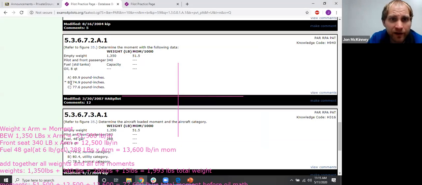It's telling us that the correct answer is 74.9 pound inches. Determine the moment with the following data. So I had 77.4. I actually had an answer that's closer to C, but they like to have the answer of B, 74.9. So we're getting an idea of how to do some of the weight and balance math.